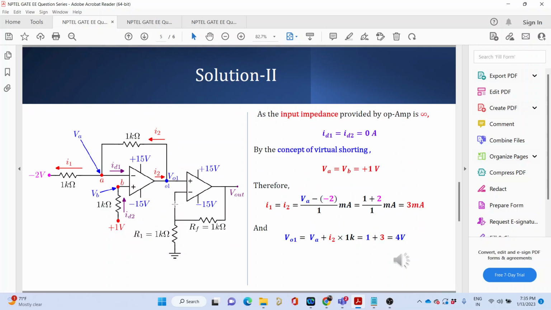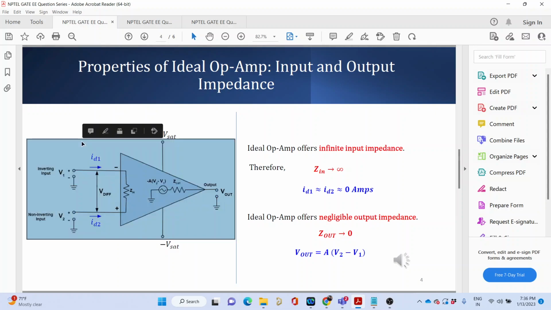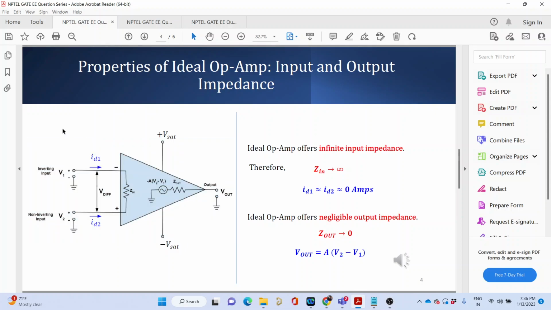Now, can you tell me what is a typical input impedance offered by an op amp? An ideal op amp, yes, infinite. Not ideal, a typical value. If you take an op amp data sheet, what is the typical value of this input impedance offered by an op amp IC? So maybe in mega ohms or kilo ohms. Right, it is in a few mega ohms.